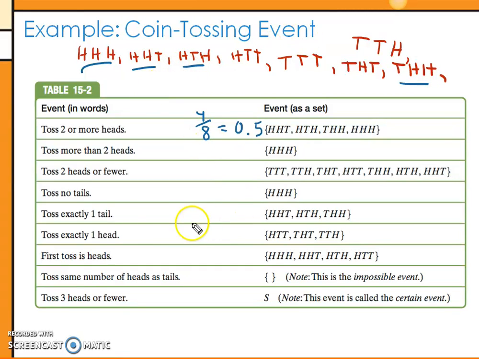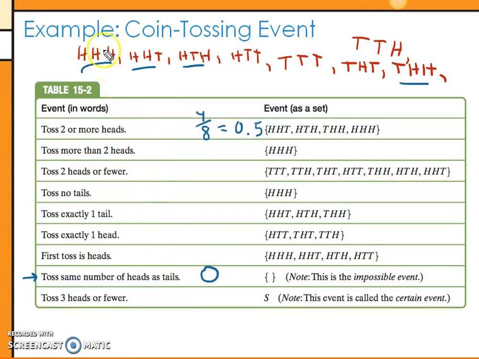So it's nice to have the list, whatever they're describing, when they say 2 or more or no less than. All right, here's an interesting one: toss the same number of heads as tails. Well, we're doing 3 coins, so we can't get 1 1/2, right? We could get 2 and 1, we could get 1 and 2, so there's no way that can happen. So the probability of that is 0, or if we're writing down the sample space, it's an empty set, there's nothing in it.